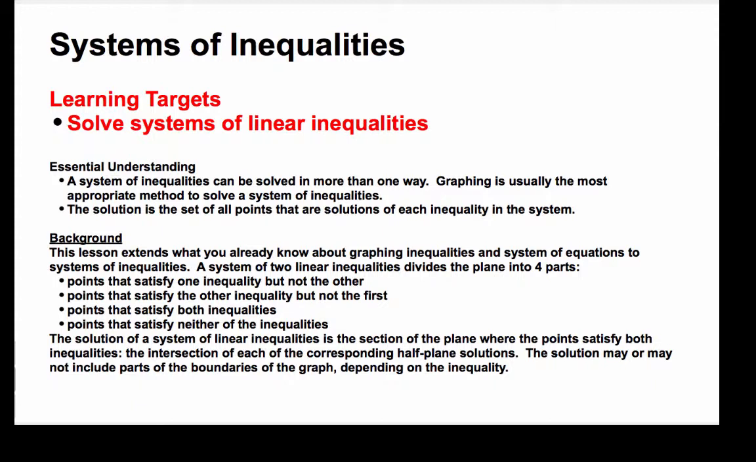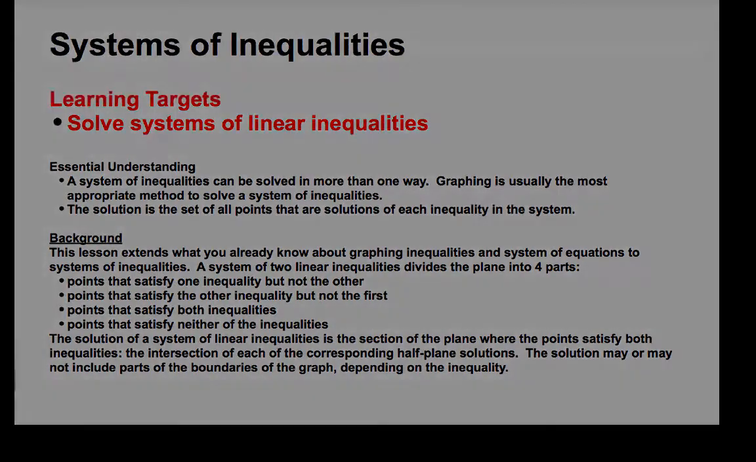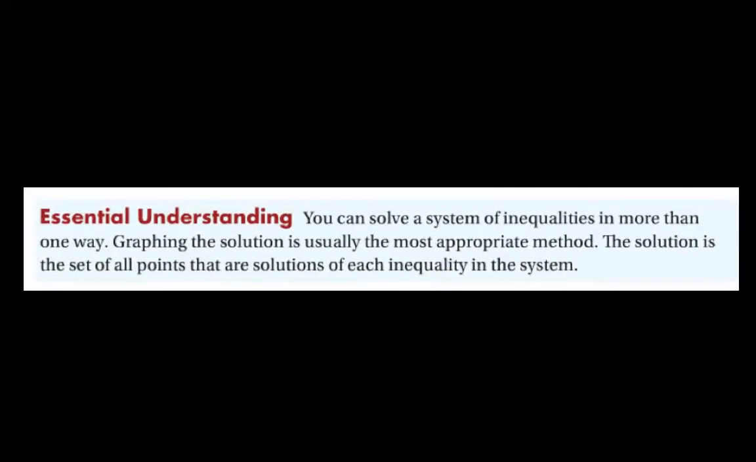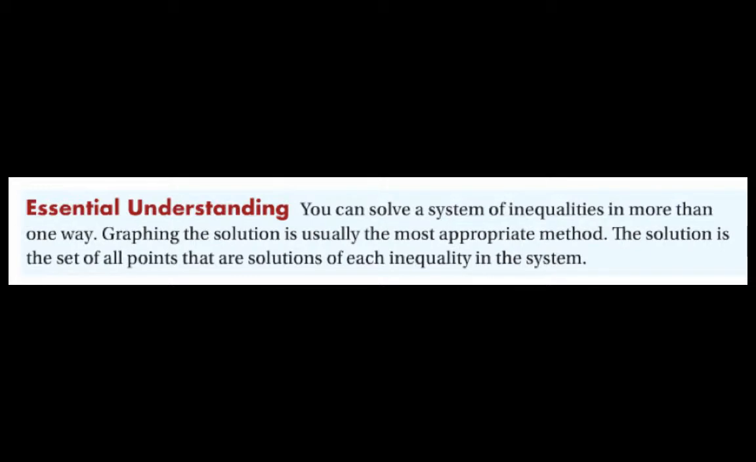The solution of a system of linear inequalities is the section of the plane where the points satisfy both inequalities, which is the intersection of each of the corresponding half-plane solutions. The solution may or may not include parts of the boundaries of the graph, depending on the inequality. So we can solve a system of inequalities in more than one way. Graphing the solution is usually the most appropriate method, and that's the method that we will look at in this lesson. The solution is the set of all points that are solutions of each inequality in the system.